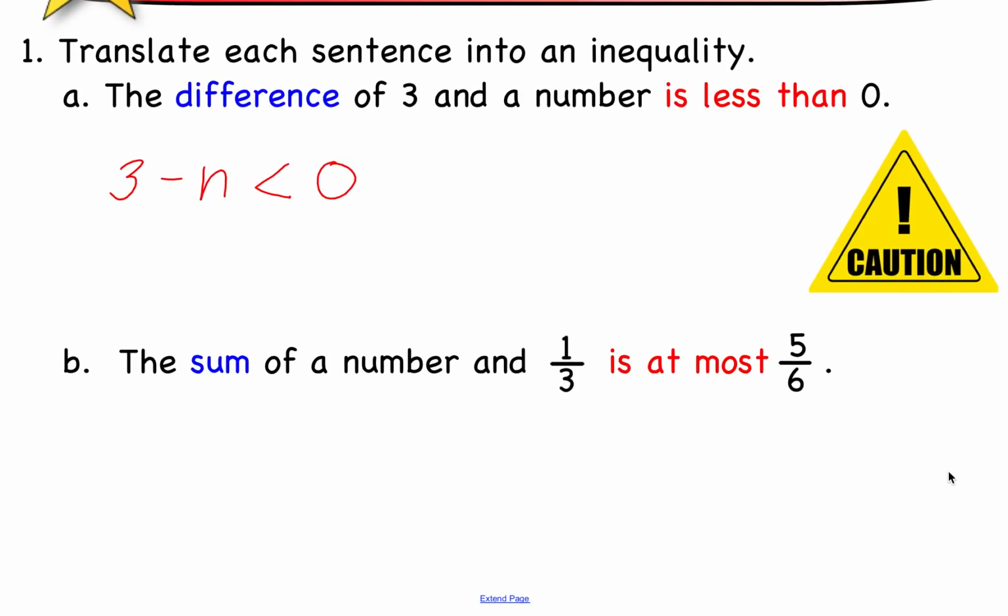Letter B says the sum of a number and 1/3 is at most 5/6. Well, the sum means something's going to be added together. What are we going to add together? A number, so we don't know it, we'll call it n, and 1/3. Those are the two things that we're adding together, is at most. So that means it can't be bigger. So that means is less than or equal to 5/6. Okay, it can't go over 5/6. It has to be less than, but it could be equal to that.